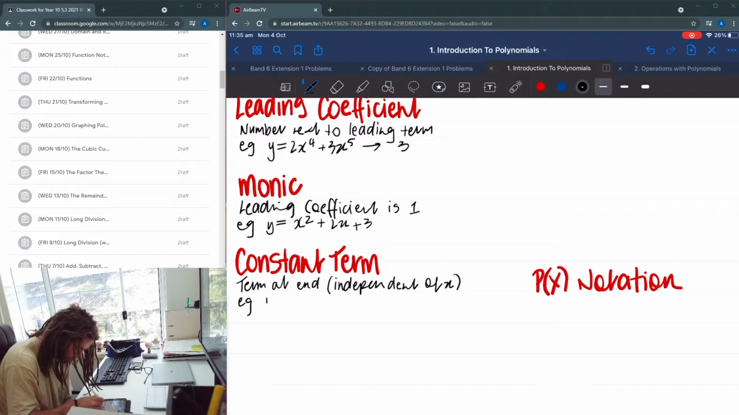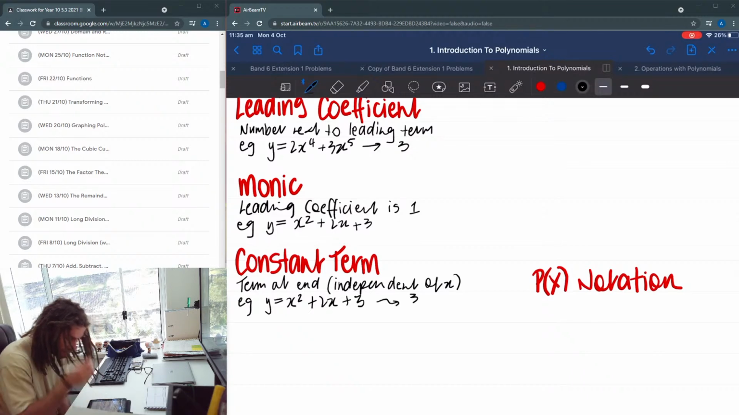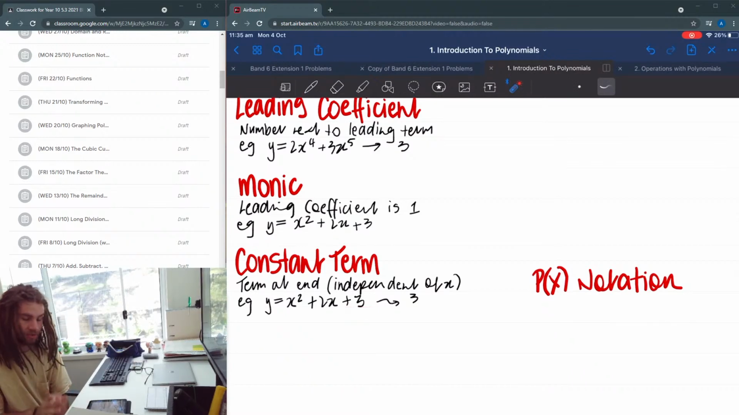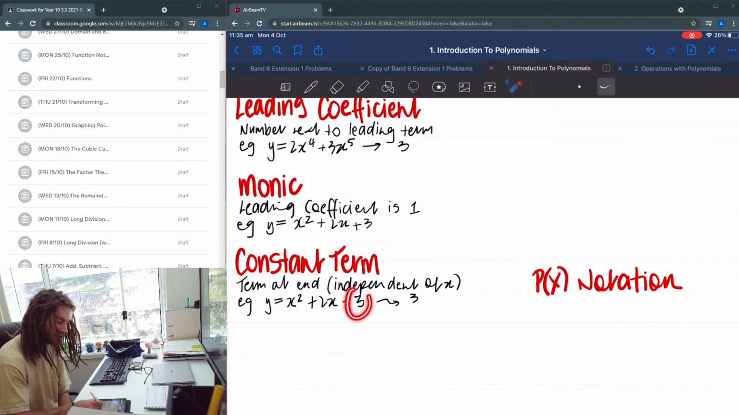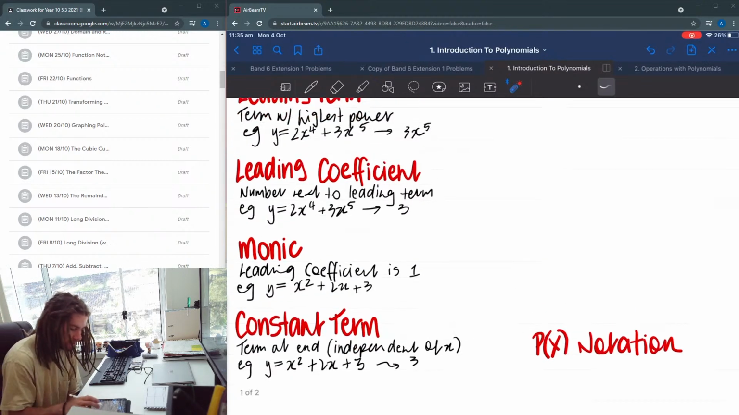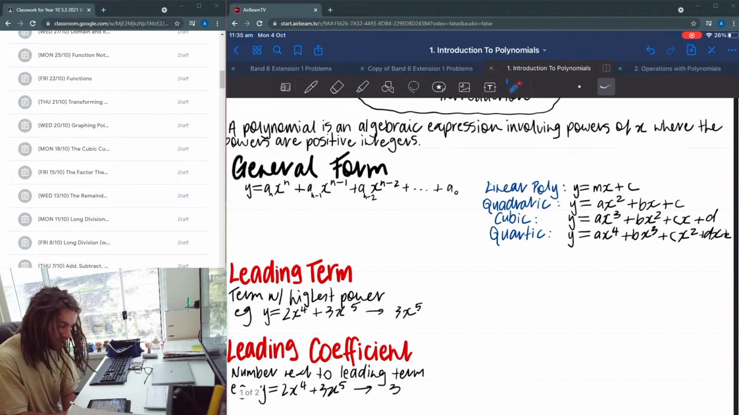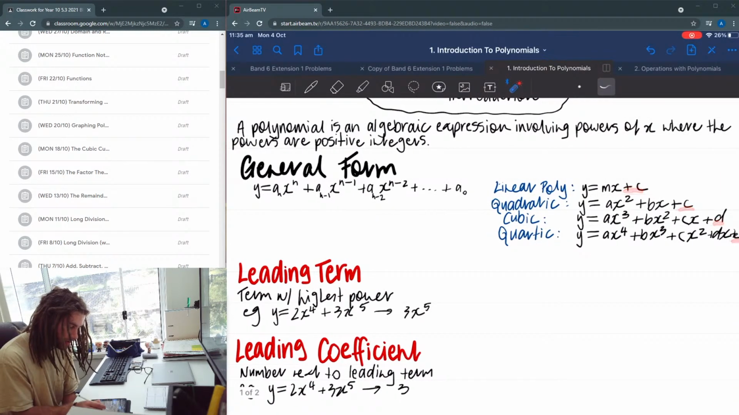So the example, y equals x squared plus 2x plus 3. My constant term is the 3, so the value on the end, and it doesn't have an x next to it. So it's independent of x, which means it's not affected by x. It's just a 3. In this example, there isn't a constant term because both terms here have an x in them. If you look here, all the constant terms are these ones on the end, and this one here.